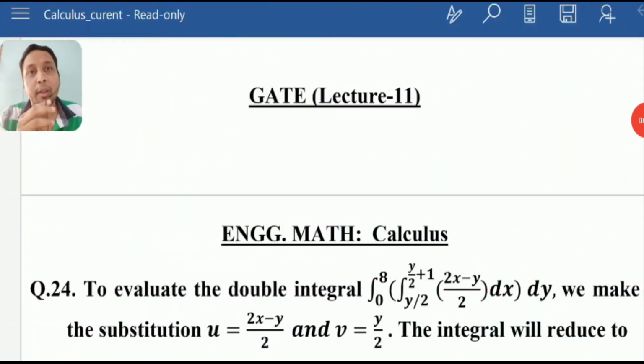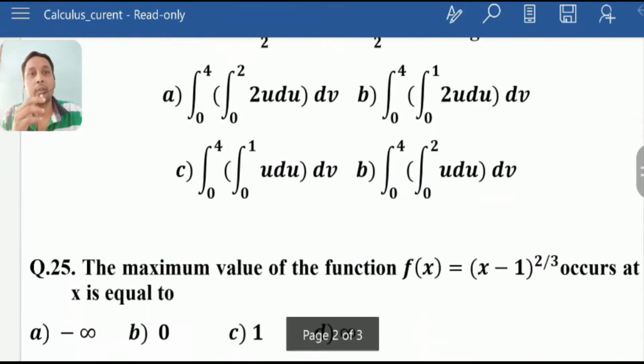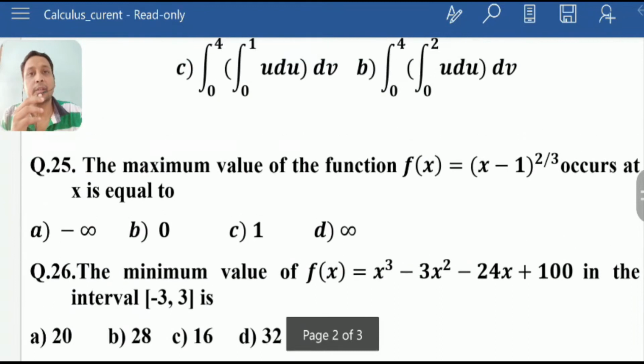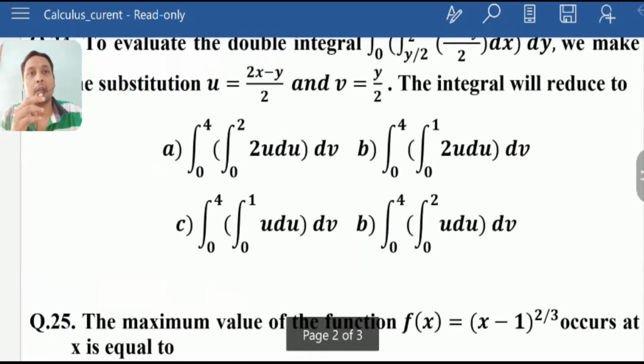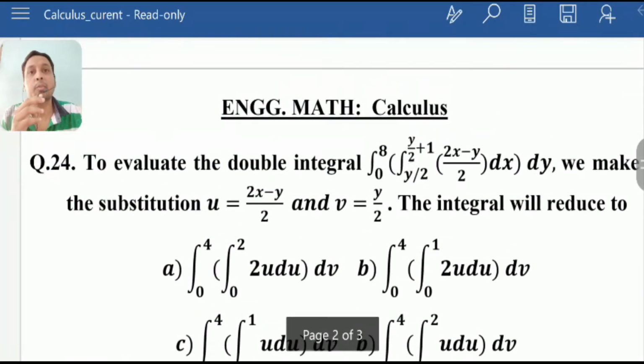Okay students, welcome all to lecture 11 of this GATE Engineering Math Calculus series. Today we have taken 3 questions, question number 24, 25, 26: again maxima minima, and a question on double integral.